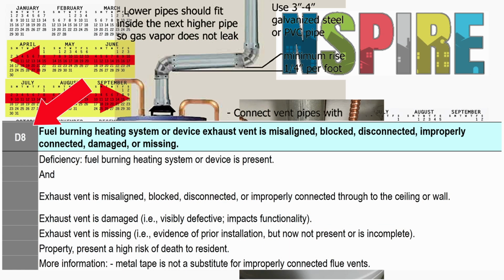Deficiency 8, a fuel-burning heating system or device exhaust vent is misaligned, blocked, disconnected, improperly connected, damaged, or missing. A fuel-burning heating system or device is present and the exhaust vent is misaligned, blocked, disconnected, or improperly connected through to the ceiling or wall. An exhaust vent is damaged. It's either visibly defective or there's something that impacts its functionality. It's missing. There's evidence of prior installation, but it's now not present or it's incomplete.